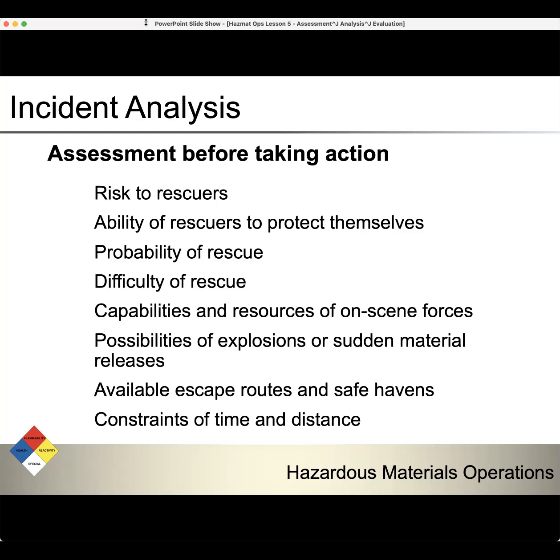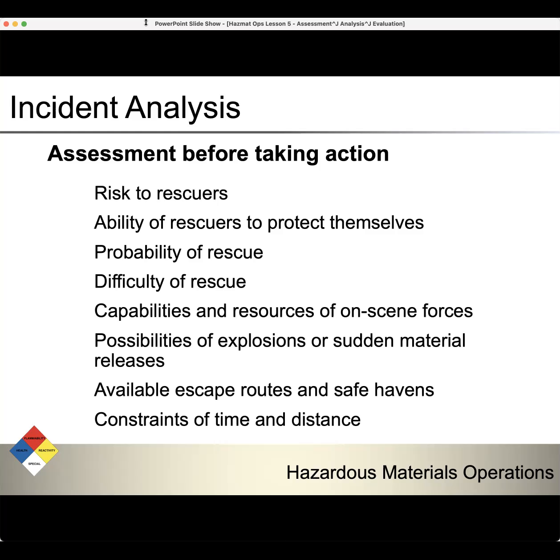The ability of the rescuers to protect themselves, like I said, with the PPE, the probability of a rescue, the difficulty of a rescue. So those two kind of go hand in hand. If something is going to be too difficult and a victim is going to die before we can get to them, and the probability of rescue significantly goes down, there's no need to risk our lives unnecessarily to save somebody who's already died.